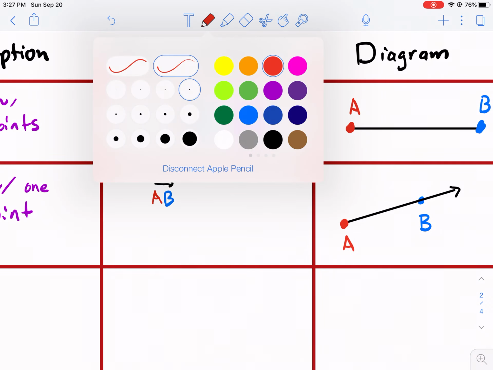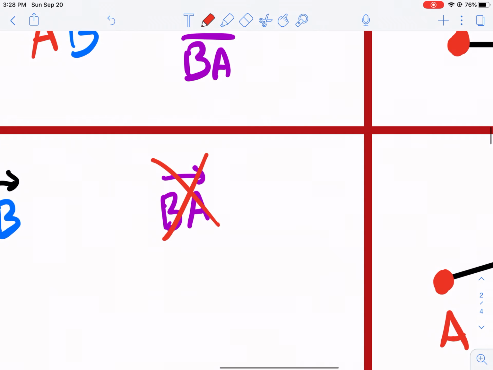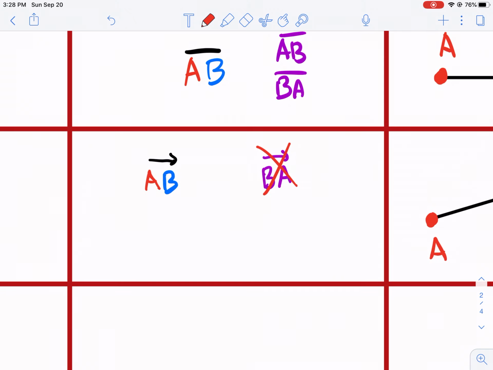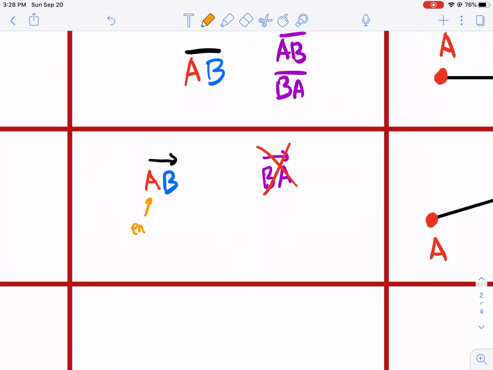I'll show you what's unacceptable. Unacceptable is this. Okay? You don't want this because this would indicate that B is the endpoint and the line goes through A. That is incorrect. You want to start with your endpoint on the left. So this is your endpoint. And this is the point the arrow goes through. I don't know of a more eloquent way of saying it, so I'm just leaving it like that.